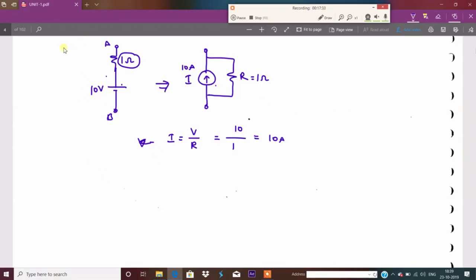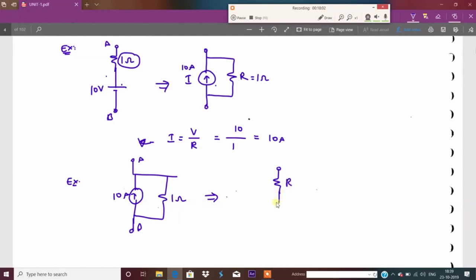Next, we'll take another example. If I have a current source of 10 amperes, the current source will be 10 amperes and the impedance will be 1 ohm. The same example, I need to convert this current source into a voltage source. You know how a voltage source will be represented? Resistance in series with the voltage, with A and B terminals.